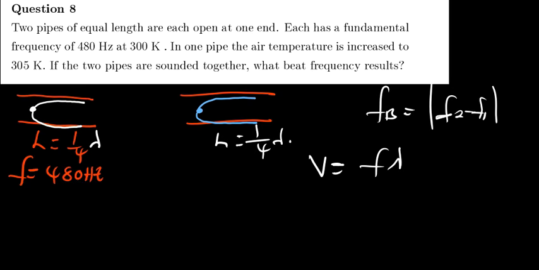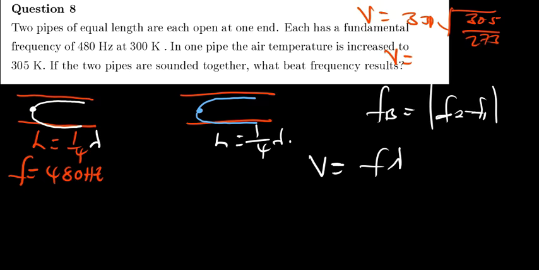I don't know the frequency or lambda from here, but I know the velocity, because I can find it using 331 times the square root of the temperature in Kelvin, 305, divided by 273. So I divide 305 by 273, then take the square root of this, which is 1.056984445, times 331. So I'm getting 350.